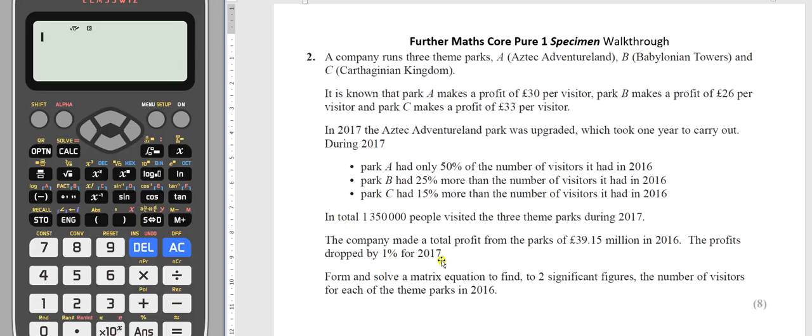And so if you think about it, because we've got the 3 theme parks and we're asked to find the number of visitors for each of them, we're looking for the number of visitors to Park A, Park B, and Park C. That's 3 different unknowns that we're being asked to find. And if you've got 3 unknowns, you're going to need 3 pieces of information to find them. And that may be something as simple as, here's a piece of information, you can now find the first unknown, here's a second piece, you can now find the second, etc.